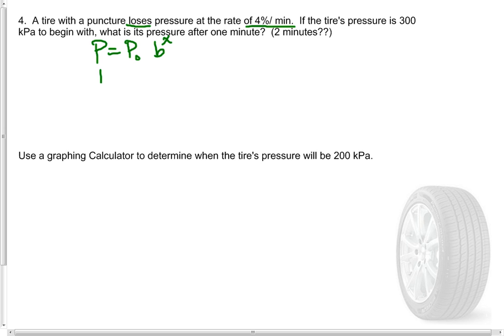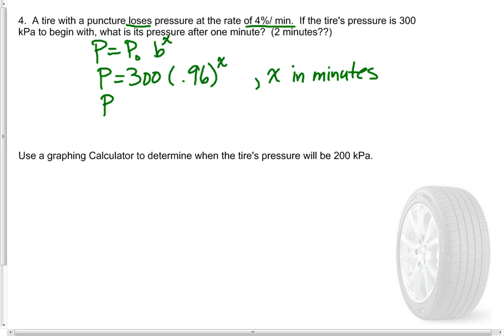So I want to know its pressure. It started with 300. My rate is always what I keep. And I am losing 4% per minute. So I am keeping 96%. So x is in minutes. Should define my variables. I want to know after 1 minute.